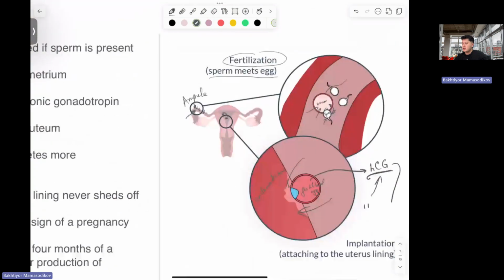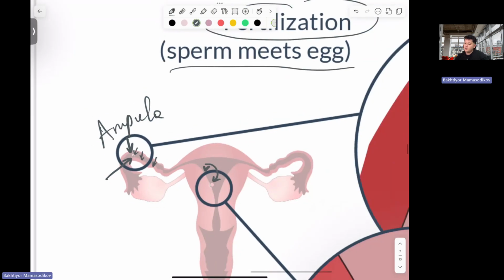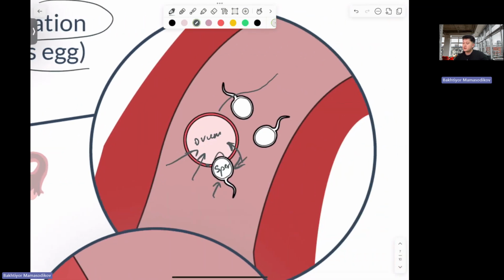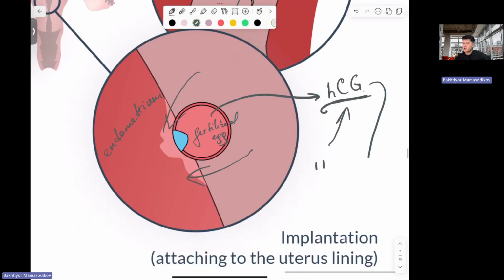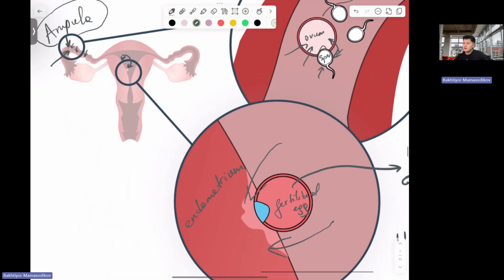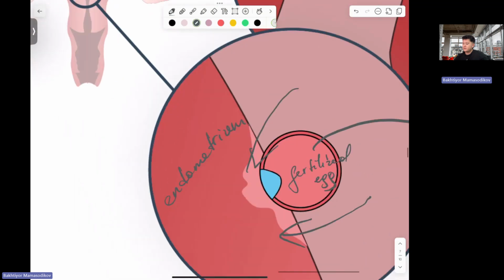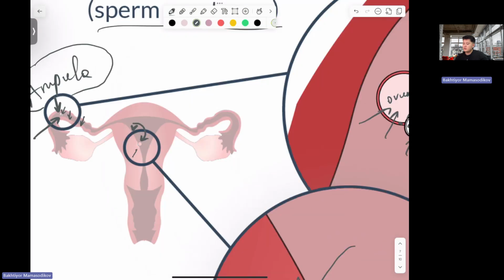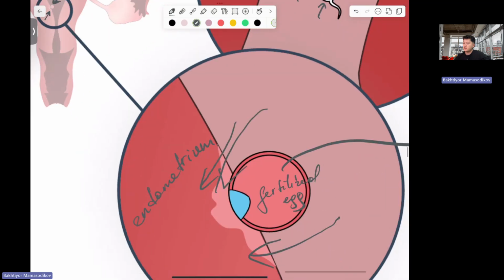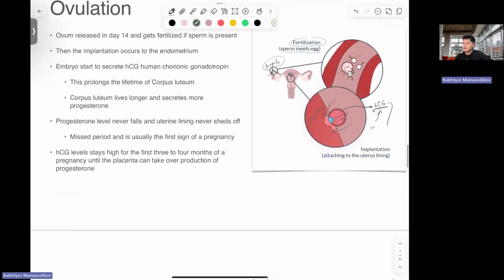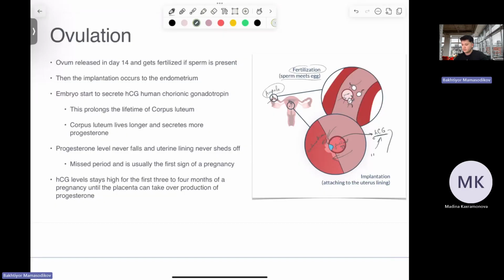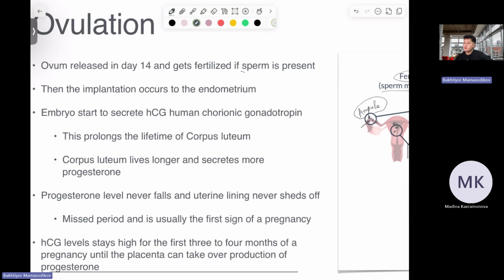So what is ovulation? As you can see, ovulation happens in the fallopian tube, in the region called the ampulla. The ampulla is the region in the fallopian tube where fertilization happens. The sperm comes and enters the ovum. This is the fertilization process. And then the blastocyst goes to the endometrial layer and attaches to the endometrium, and the embryo will develop. This is called implantation. The ovum is released on day 14 and gets fertilized if the sperm is present.